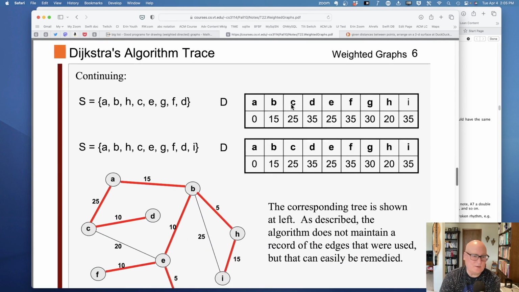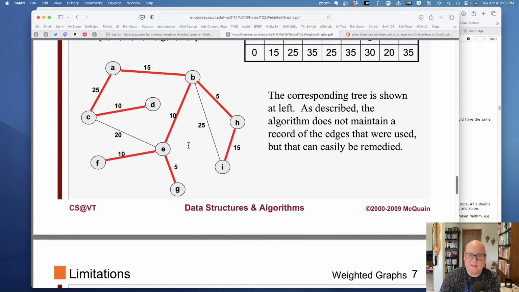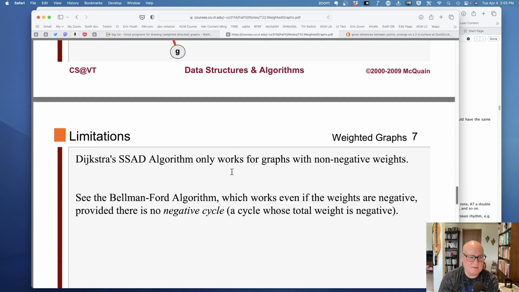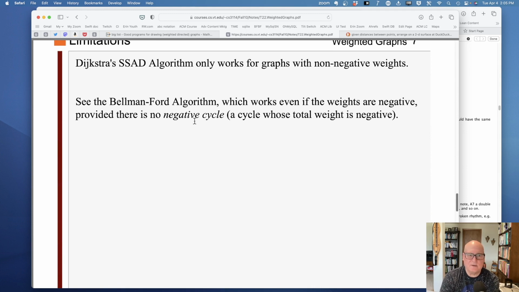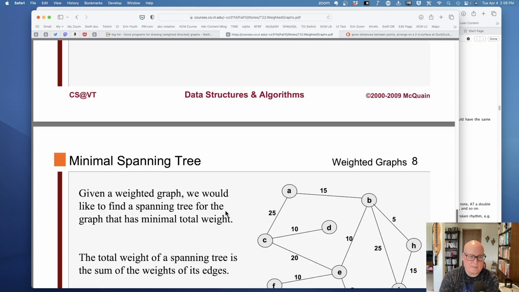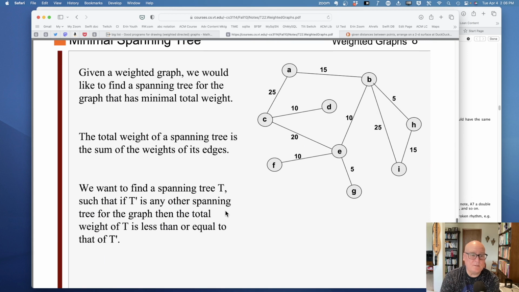I don't remember it for one thing, but I think he builds up partial distances, and if it exceeds the distance of one that already got there, then there's no reason to try down some other path or something. Okay, got to have non-negative weights. There's another algorithm. And then we also have the notion of a minimal spanning tree.